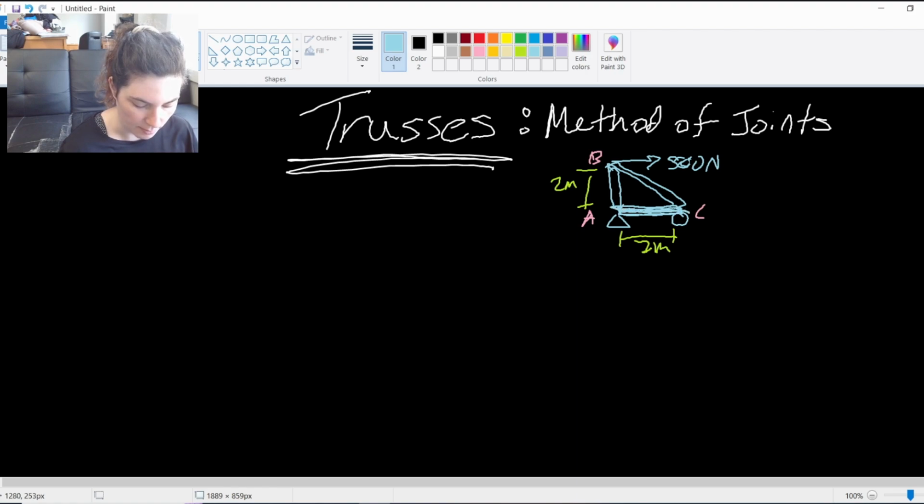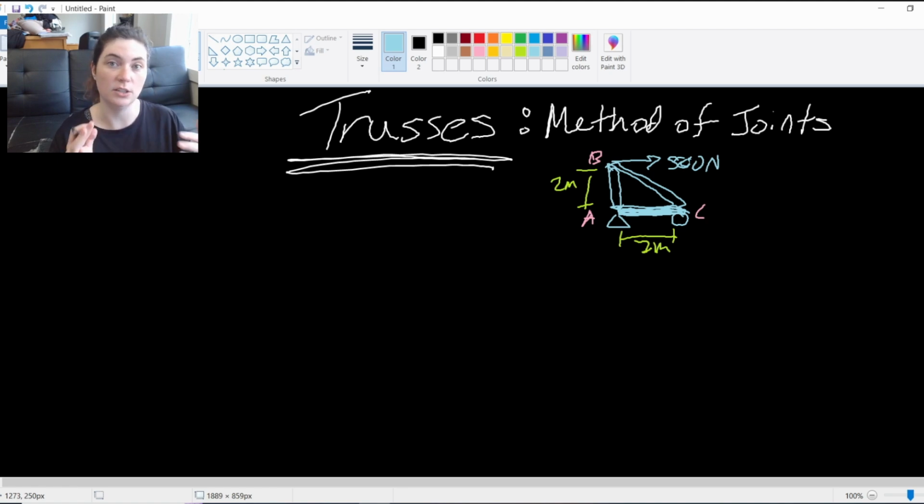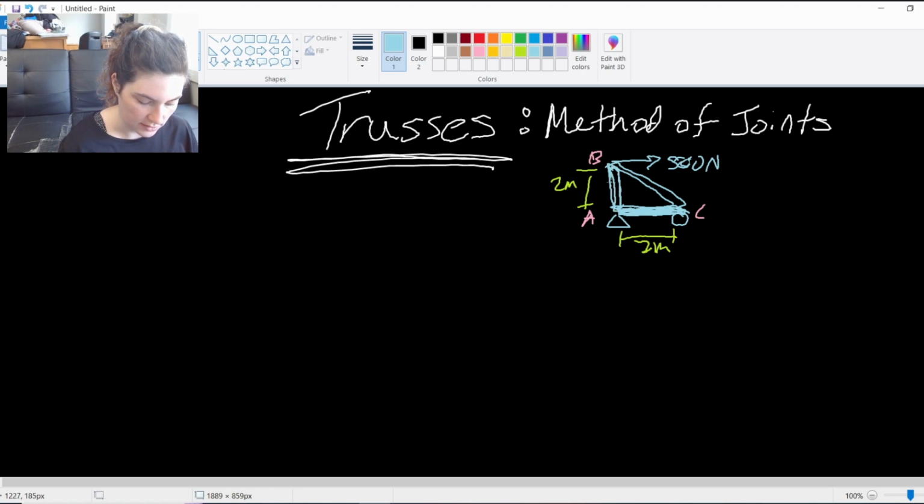So here I have a member between A and C. We would call this member AC. We typically name it by the points it goes between. So this lower one would be member AC. On this side, this connection here would be member AB. And then this diagonal connecting them would be member BC. And this would be just a super, super simple truss.